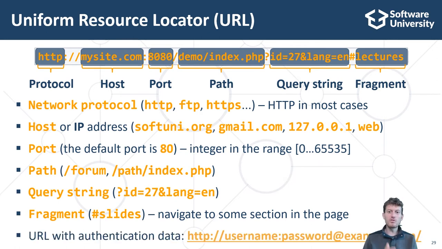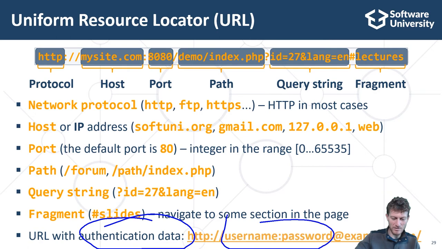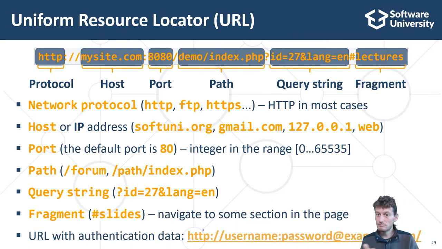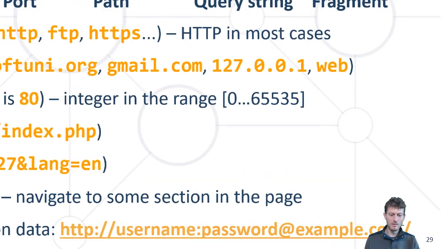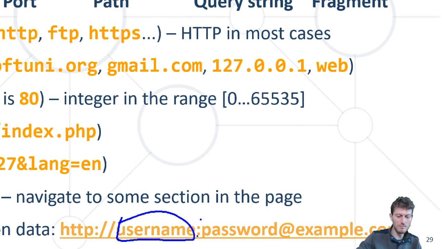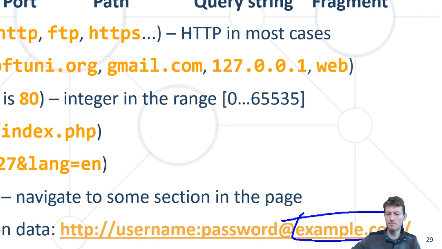A rarely used URL format can also include authentication data, username and password, which is sent through the authorization HTTP header when the browser requests the specified in the URL resource. Example of such URL is http://username:password@example.com.